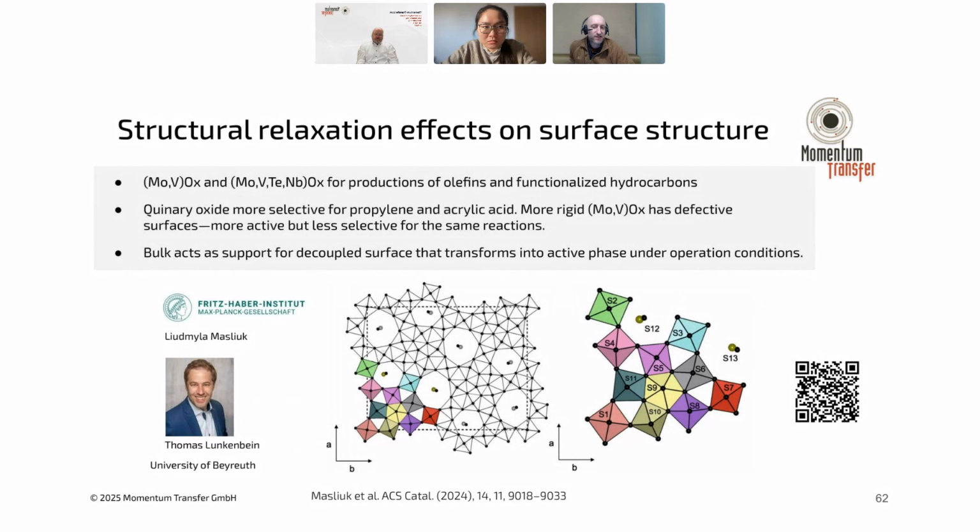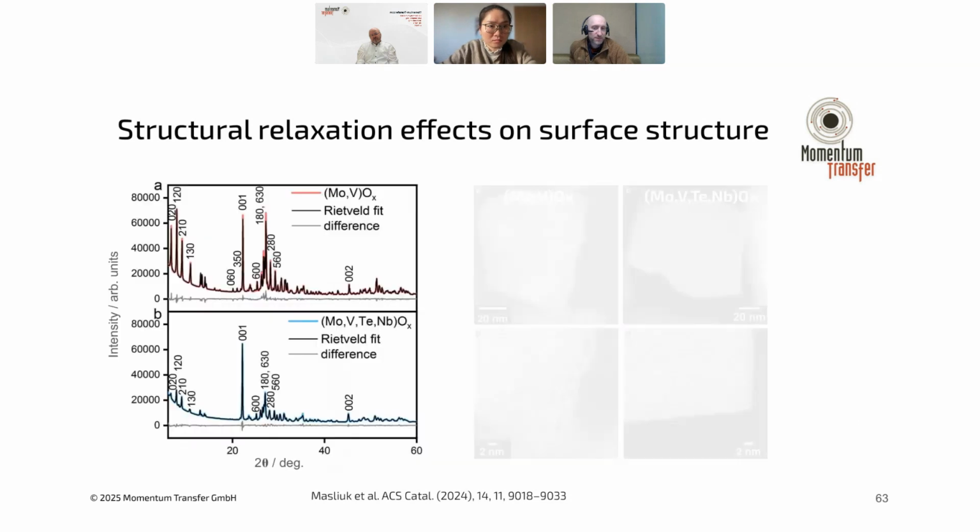So the idea is that the bulk structure actually lends into how the surface restructures while you're operating the materials. And we want to get some clues into that based on the local structure of the bulk as well, okay? So you can do standard things like X-ray powder diffraction, do Rietveld refinement, and we can fit this layered molybdenum vanadate structure with or without doping.